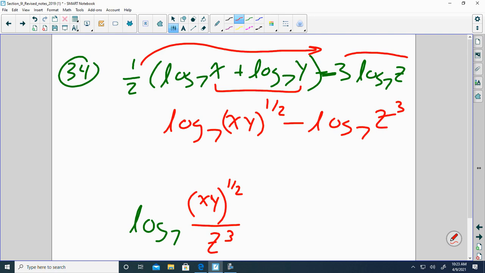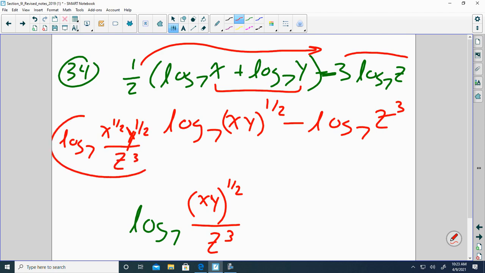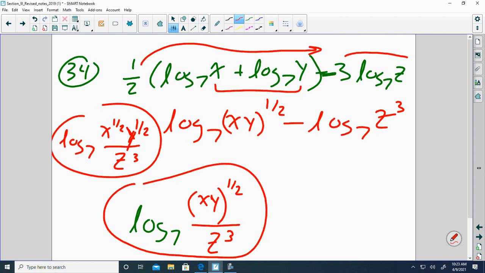So the only thing different from what I had said before is that if you wanted to, you could have had it this way: x to the 1/2, y to the 1/2 over z to the 3rd. So this answer is totally fine, or this answer is totally fine. It becomes your choice how you would like to represent it.